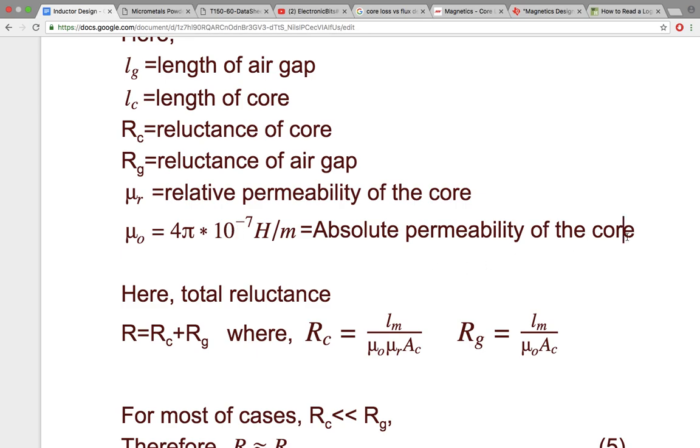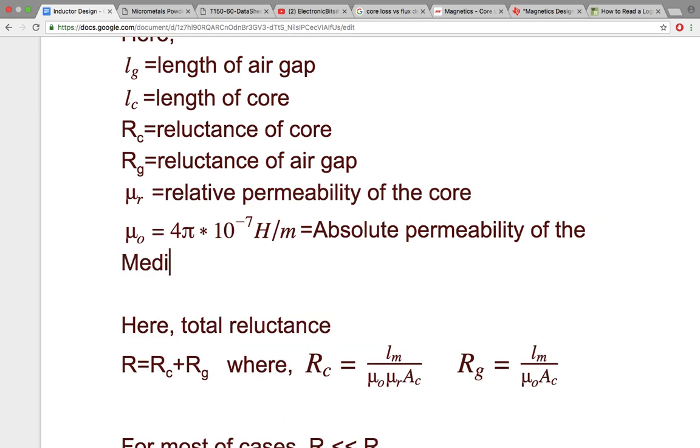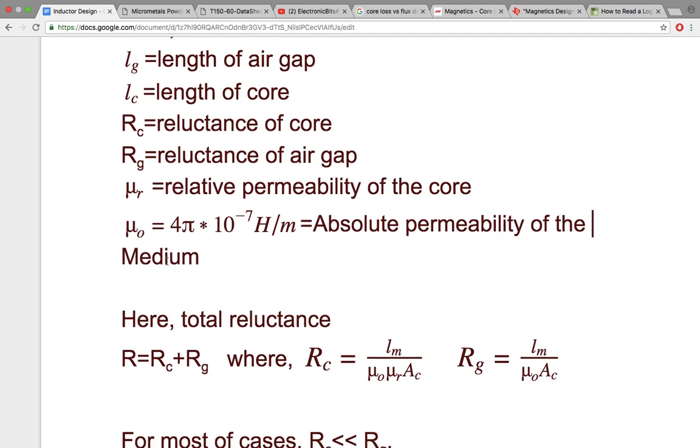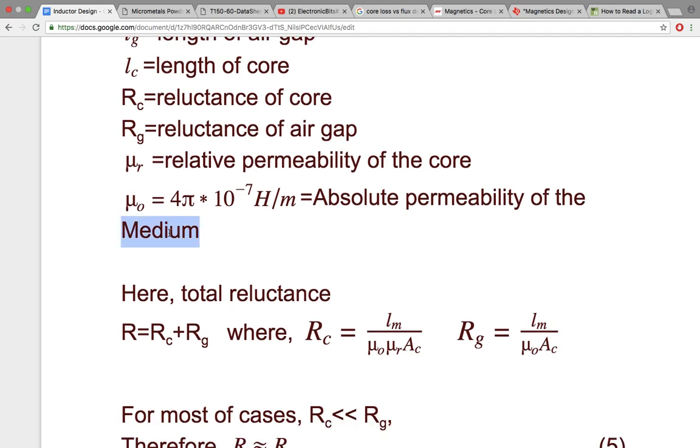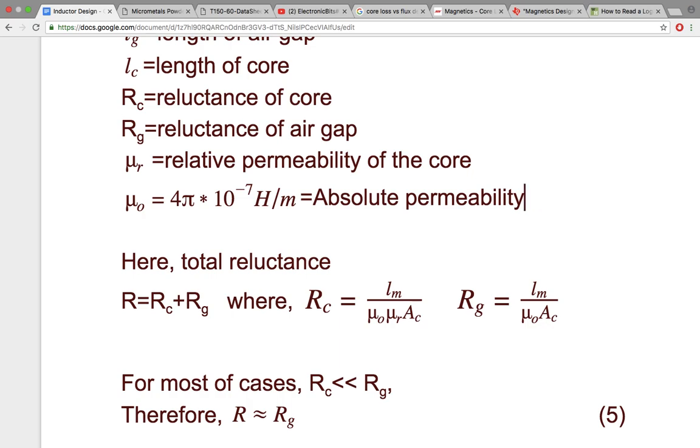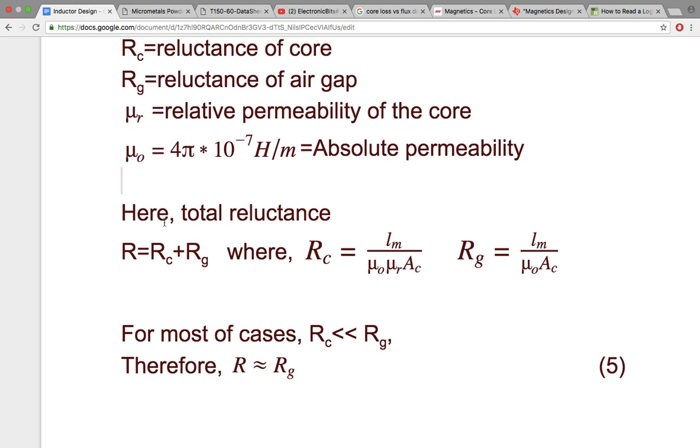So this is basically the medium. Okay, so for air, it's basically the absolute permeability, which is not of the medium. It's with respect to vacuum, or you can say air. Okay, yeah. So the total reluctance is nothing but the addition of the reluctance of the core and the air gap.